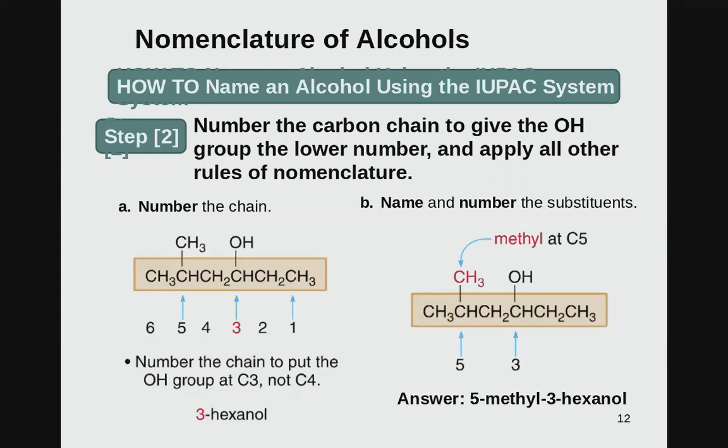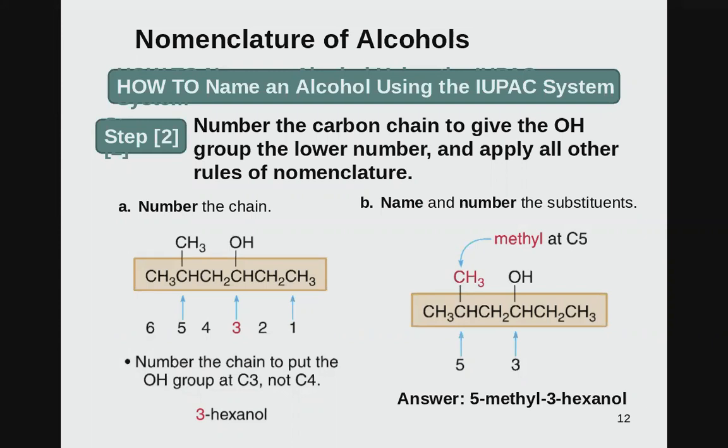Now, if we go right to left, we have 1, 2, 3. That's cool. 1, 2, 3, 4. So we have to go right to left in this case, giving this hydroxyl group the lowest number. So very much like we would do a double bond, right? If we had a double bond where it would be hexene, we have to number that double bond. I'm sorry, we have to number this hydroxyl group. So in this case, it's carbon number 3. So we have 3-hexanol.